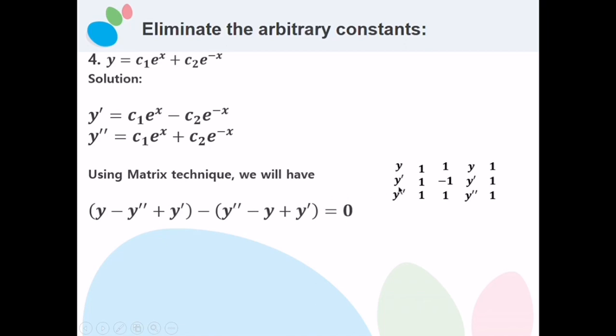So y double prime times 1, this will be y double prime. 1 times negative 1 times y, this will be negative y. 1 times y prime times 1, this will be positive y prime, equals 0. So just simplify. So here it is: y minus y double prime plus y prime minus y double prime plus y minus y prime equals 0. So I think here some terms will be cancelled out.